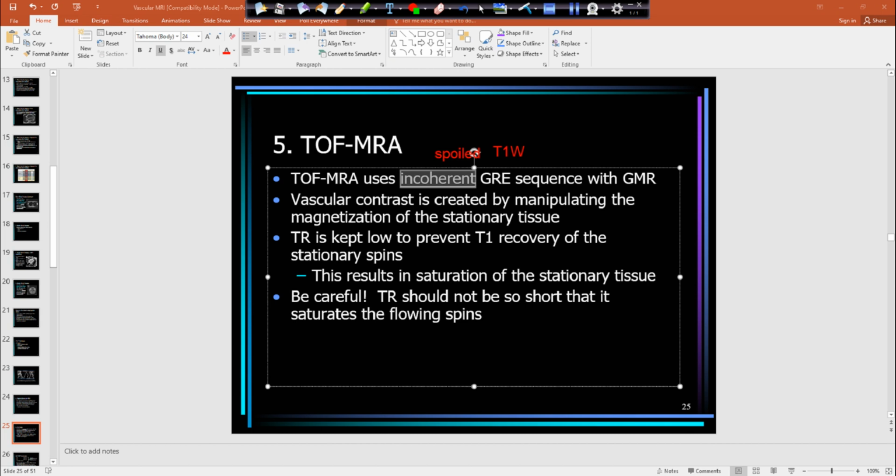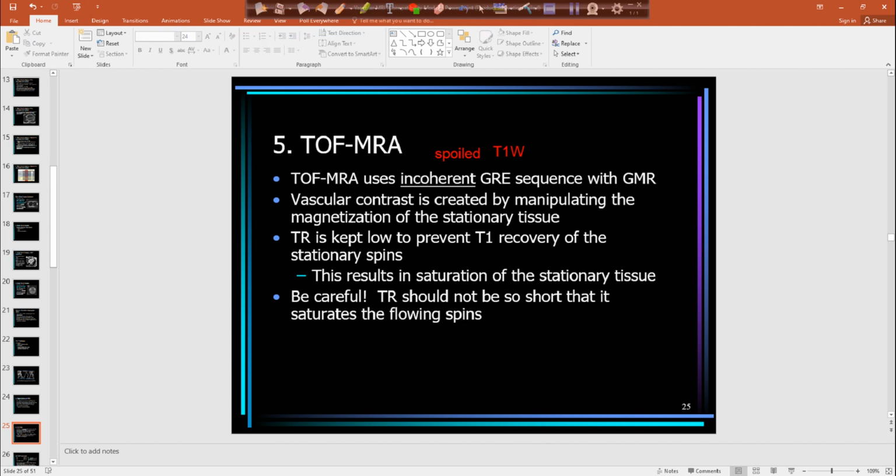So we get bright signal within that vessel. We get dark CSF. We get bright fat. But usually post-contrasts are also fat-saturated, right? Most of our post-contrasts are fat-saturated. What did the R stand for in GMR? Rephasing. So it could be GMN, gradient moment nulling, or GMR, gradient moment rephasing.